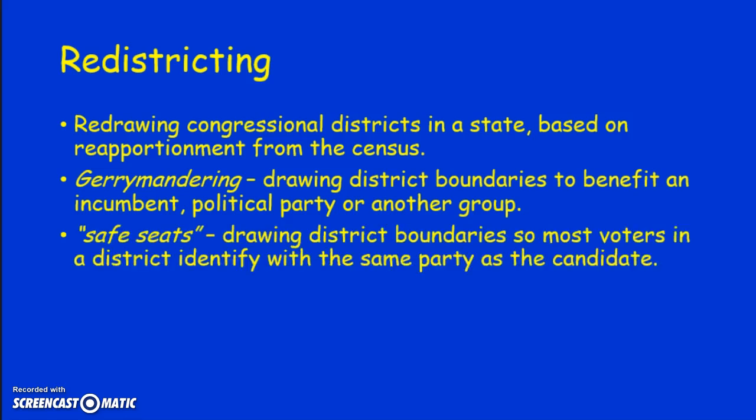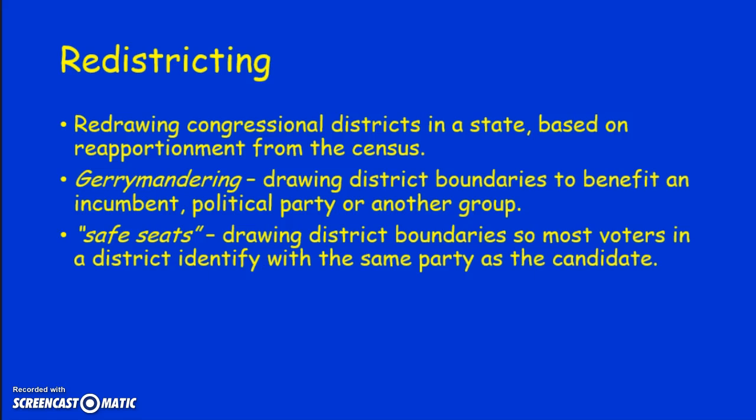Safe seats. That means drawing district boundaries so most of the voters in a district identify with the same party as the candidate. So drawing it so that if your candidate is a Republican, the districts are drawn so that the majority of voters in that district are Republicans. And then that creates a safe seat. That candidate knows, hey, I don't have to please the other party. I can just please the people in my district. They're the majority. They're going to reelect me because they're in the same party as I am. It's not a close seat.